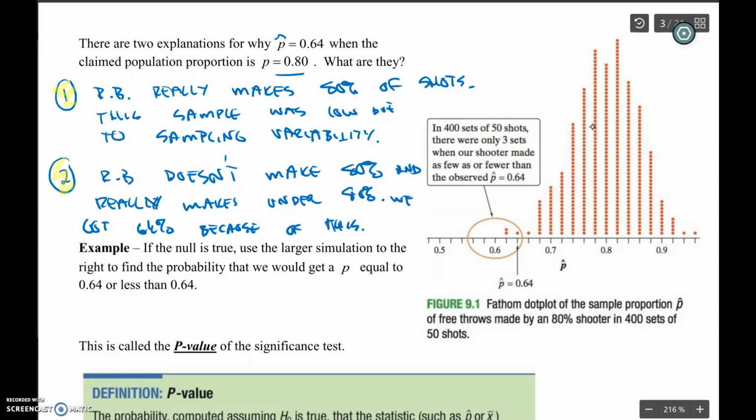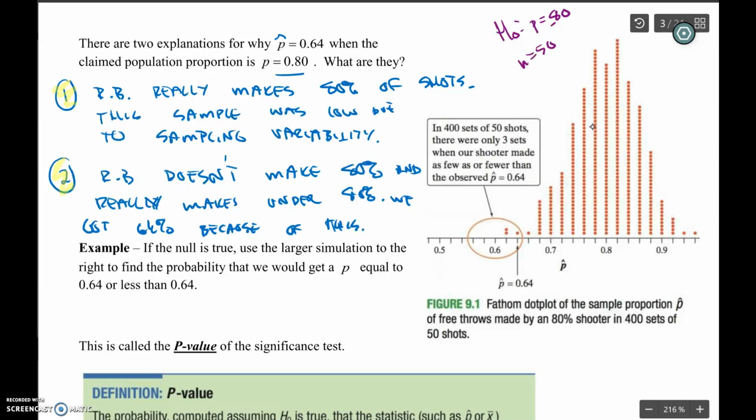So what I did was I simulated 400 shots under the assumption that he really does make 80% of his shots. Always assume the null is true. As you can see, most of them were right around 80%. About half of them were higher and half of them were lower, as you would expect. And there's variability. This gives us a picture of the amount of variability there is when he shoots 50 shots.